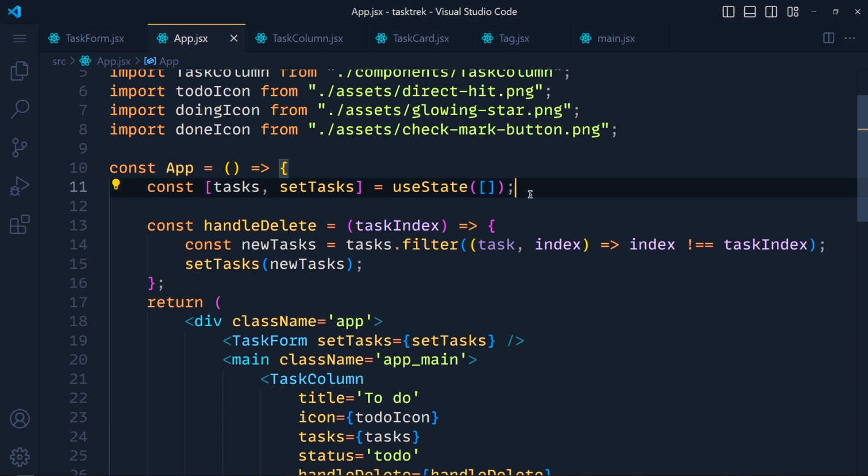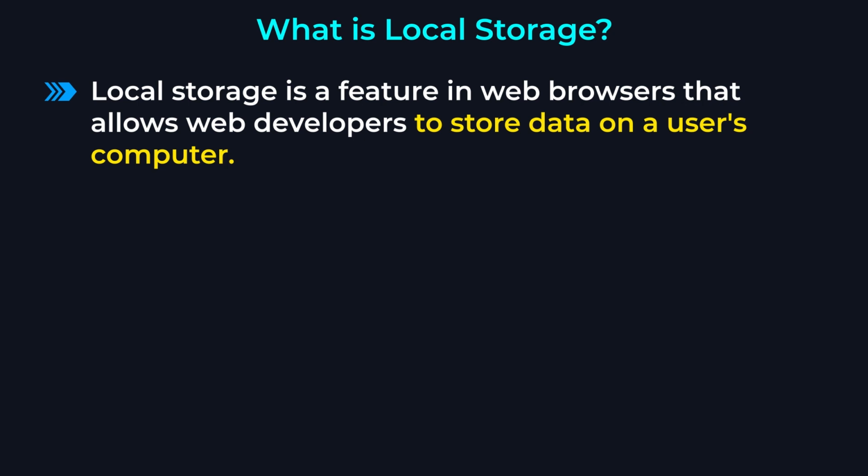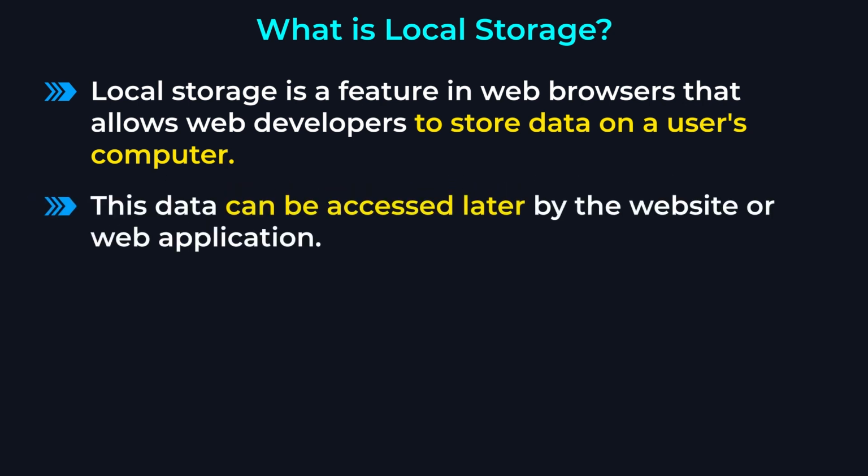Now you might ask, what is local storage? Local storage is a feature in web browsers that allows web applications to store data on the user's system. This data can be accessed later by the website even if the user closes the browser and opens it again. So we store all our tasks in local storage, which is different for each user, and after that, in our app component, we will pass that old task as the default value.